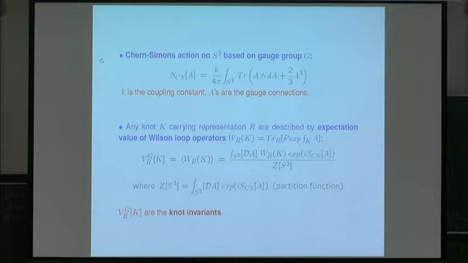So G is the gauge group, R is the representation, K is the knot, and the expectation value of the Wilson loop operator gives you the knot invariants, and we would like to understand these knot invariants. One of the main motivations with which I started 2 decades ago was how to classify the knots by explicitly computing the polynomial form.